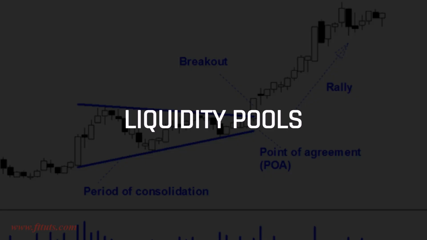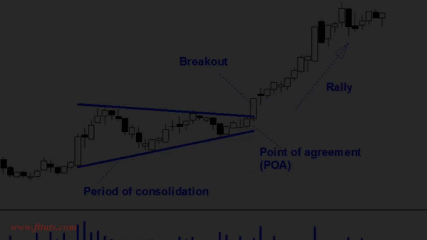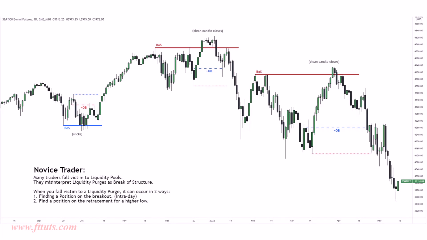There are three higher time frame levels that you should be focusing on: order blocks, liquidity pools, and fair value gaps. First of all, we're going to talk about liquidity pools. When it comes to liquidity pools, a lot of traders make the mistake of falling victim to liquidity purges.